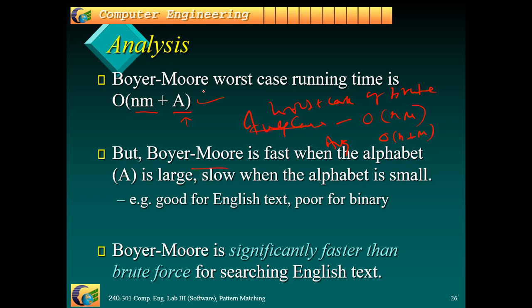But the worst case time complexity in Boyer-Moore is the same as that of your brute force. It is very fast when the alphabet set is large, and it is slow when the alphabet is small. But you can see it is significantly faster than brute force for searching English text. If you are going for English text, it is very helpful and more efficient than brute force. Okay, I hope it is clear.